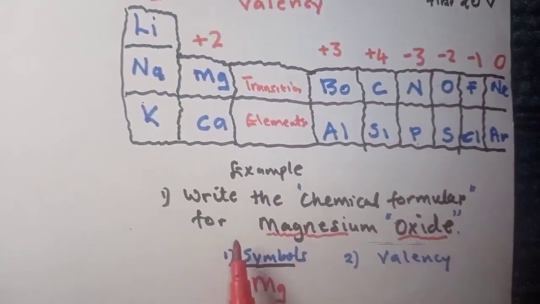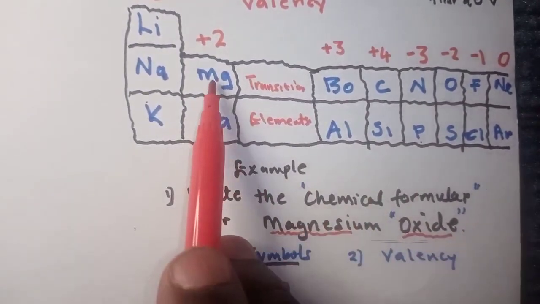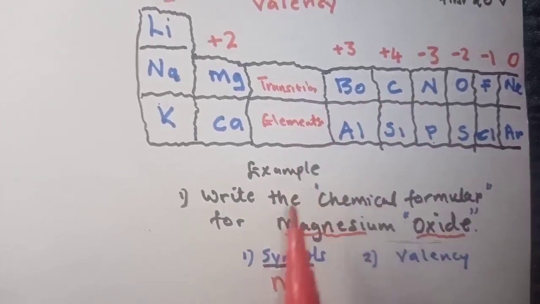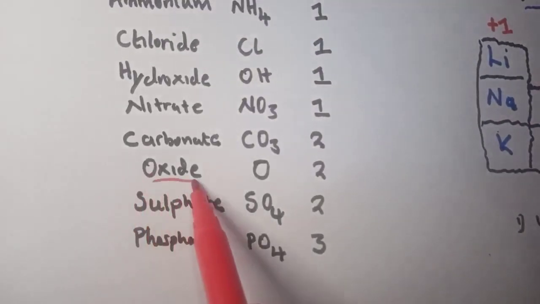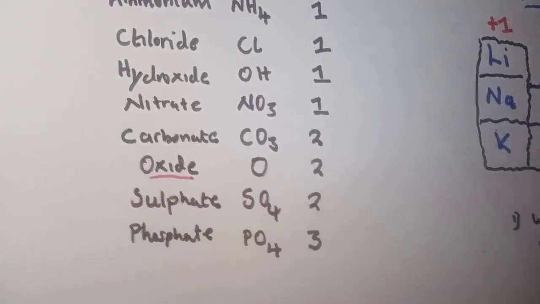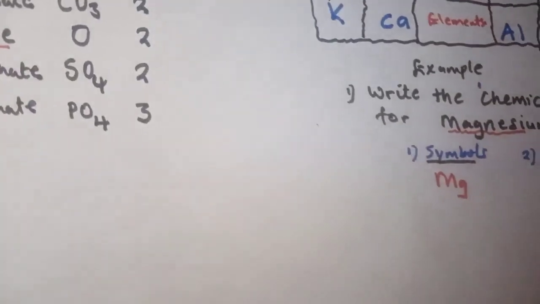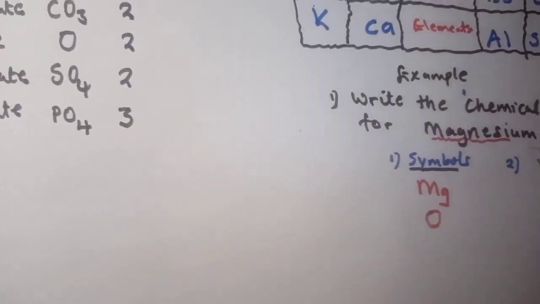So now looking at our question here, what's the question saying? Write the chemical formula for magnesium oxide. For magnesium, we've gotten the symbol from the periodic table and written it. Now the symbol for oxide isn't on the periodic table. Oxide is a radical, so this is oxide here. The symbol for oxide is O. So we're going to write the symbol for oxide, which is O.